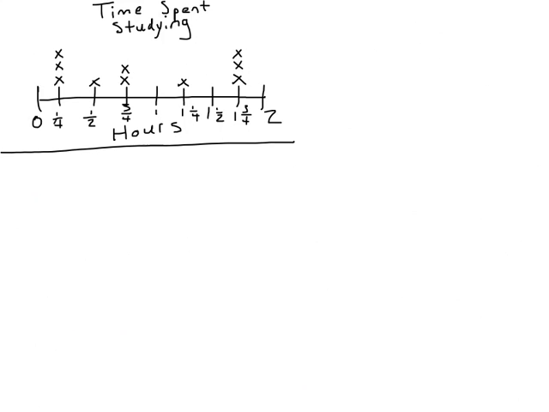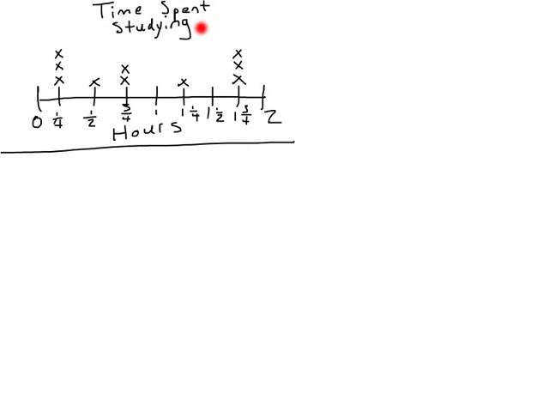Today we are going to talk about how to read and interpret a line plot. A line plot is a way of showing data and showing how frequently or how often different data points occur. This line plot shows time spent studying by several students.